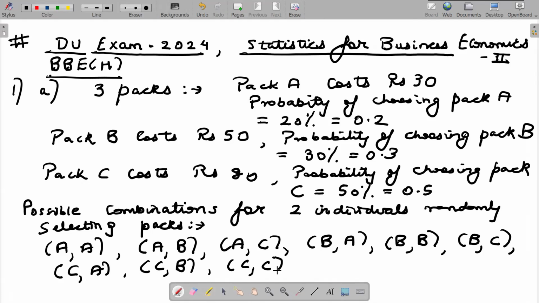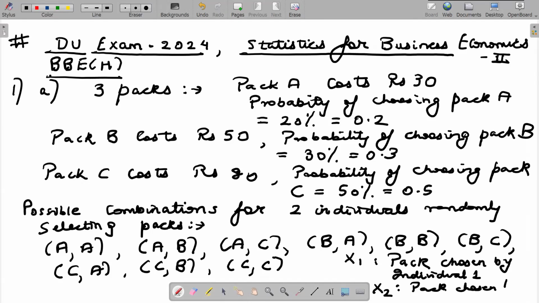That means, suppose I denote X1 as the pack chosen by individual one. X1 denotes the pack chosen by, it's a random variable, so let me use capital letters. Capital X1 denotes the pack chosen by individual 1, and X2 denotes the pack chosen by individual 2. So if I have to look at the costs now, remember pack A costs 30, pack B costs 50, pack C costs 80.